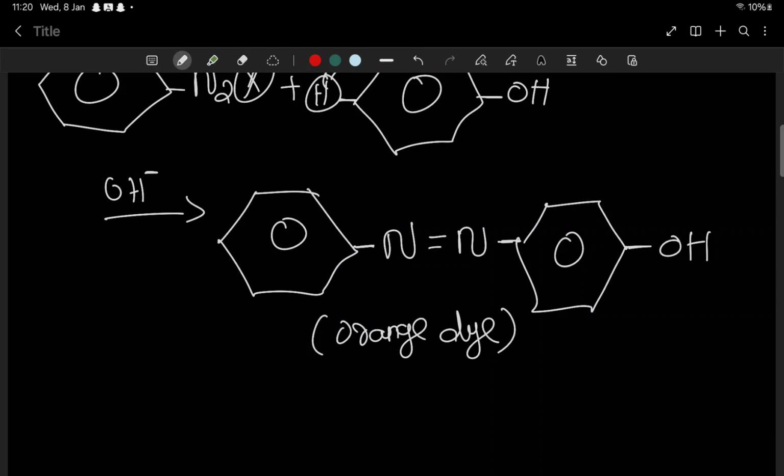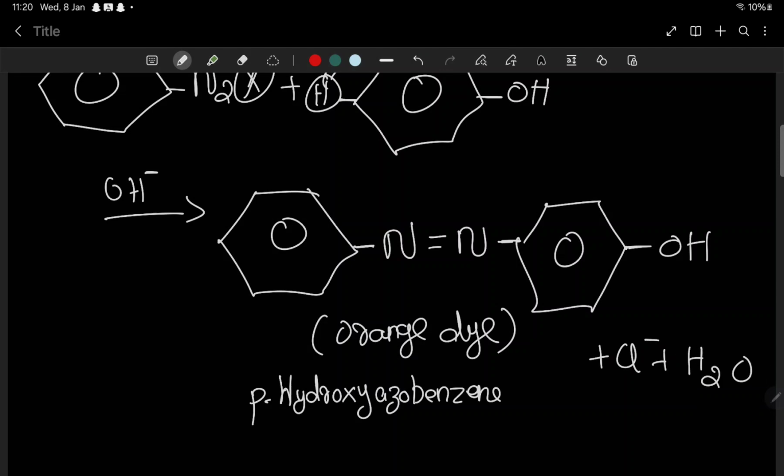So this is a coupling reaction, usually called diazo coupling or azo dye reaction, where dyes are formed. The name of this dye is para-hydroxyazobenzene. This is an orange dye plus Cl minus plus H2O. Okay, add it accordingly.